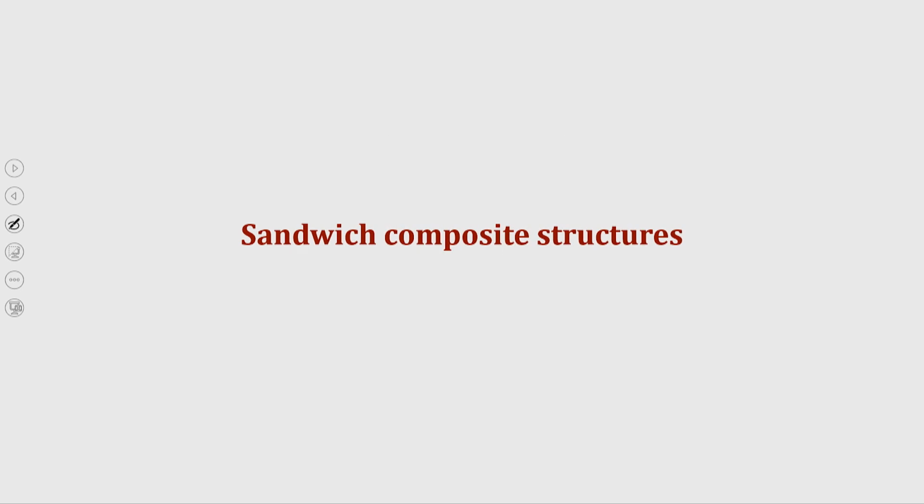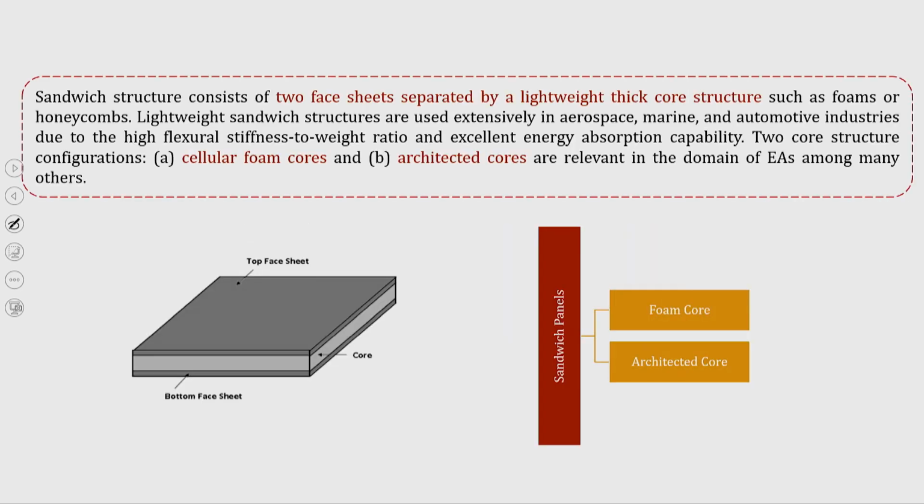Next is the sandwich composite structures. Sandwich composite structures, as we have seen, are two face sheets separated by a lightweight thick core, such as foams or honeycombs. This is nothing but a combination of the two layers.